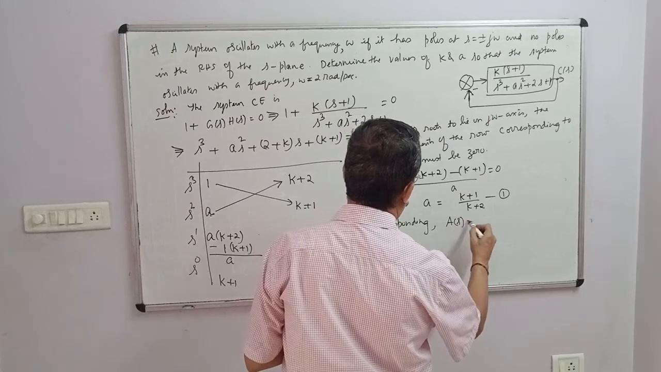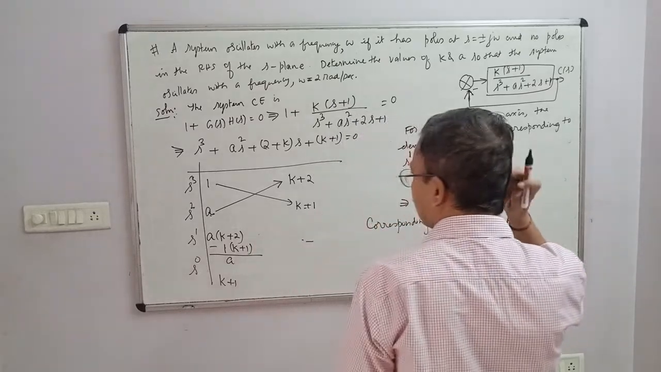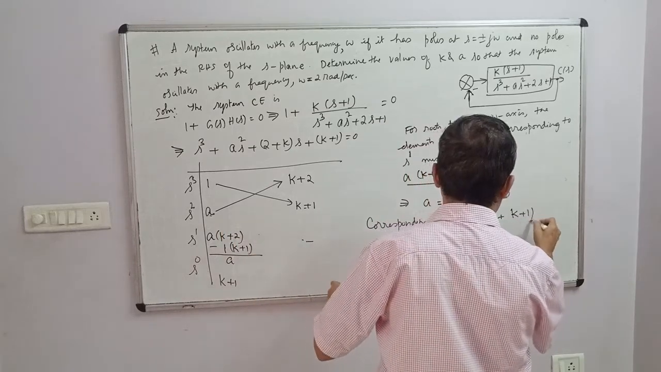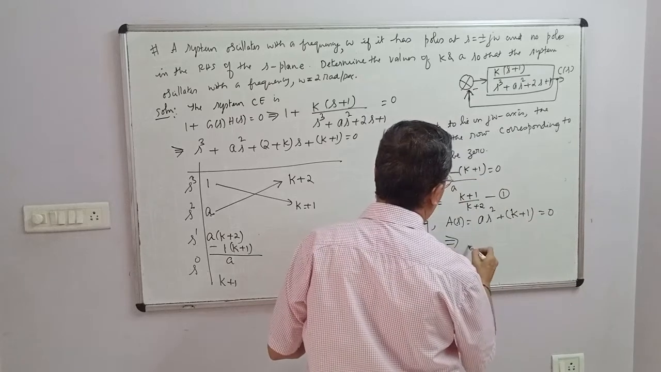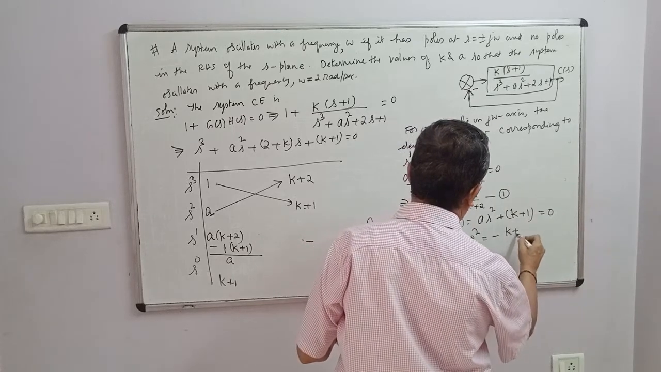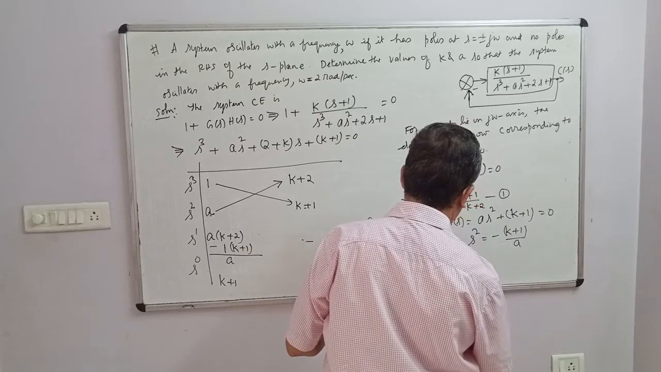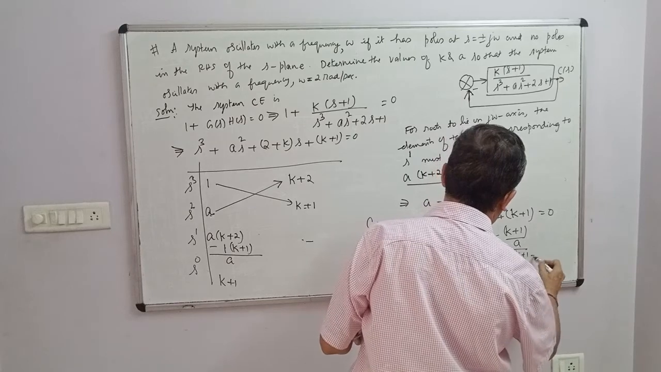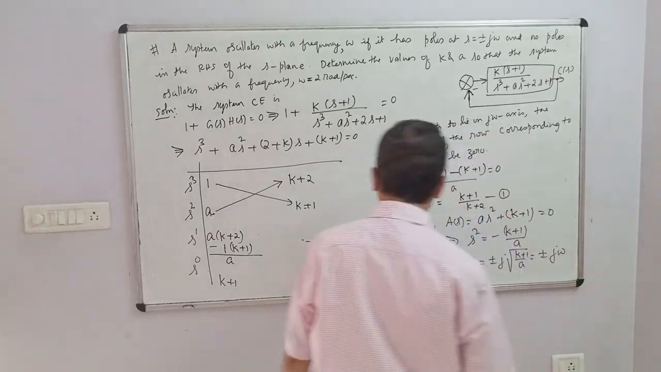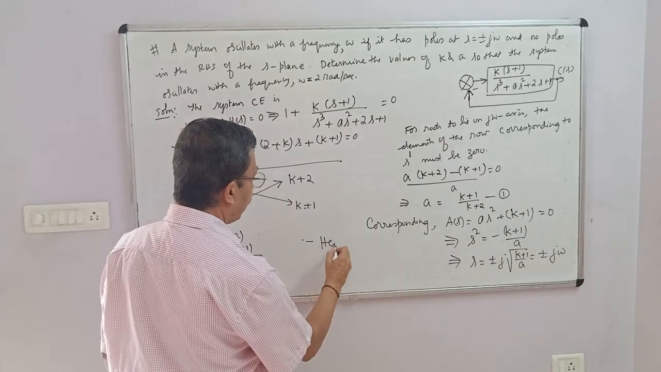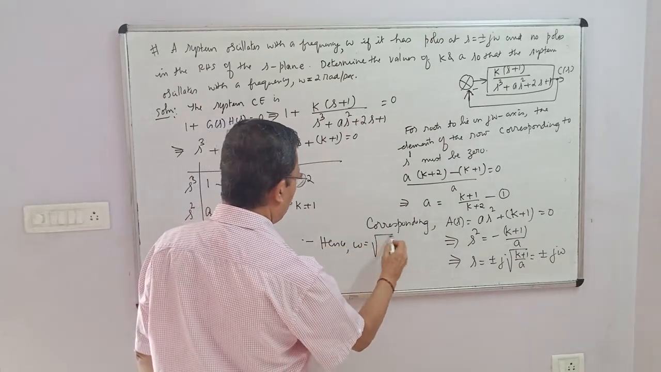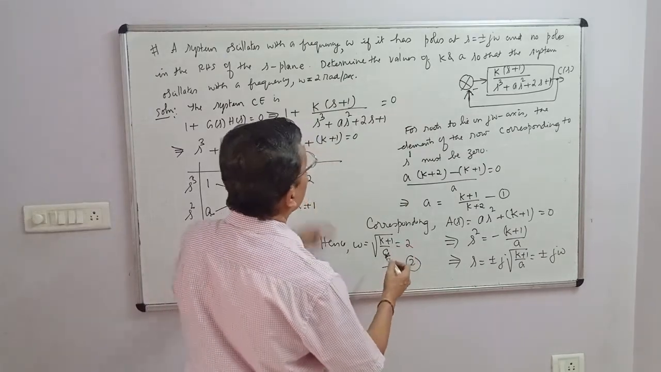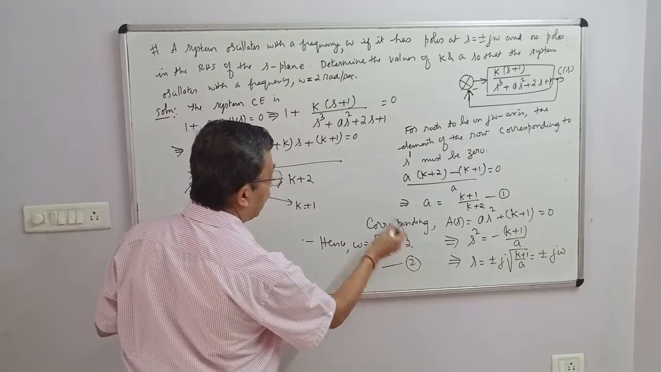Corresponding A of s is equal to a into s square plus k plus 1 is equal to 0. This implies s square is equal to minus k plus 1 divided by a. This implies s is equal to plus minus j root of k plus 1 divided by a, which is plus minus j omega. Hence, omega is equal to root of k plus 1 by a is equal to 2. 2 is given in the problem. System oscillates. This is given in the problem.